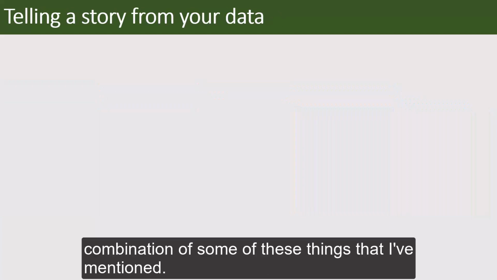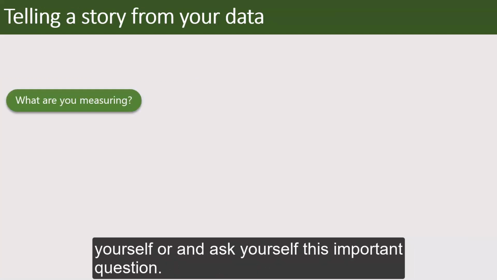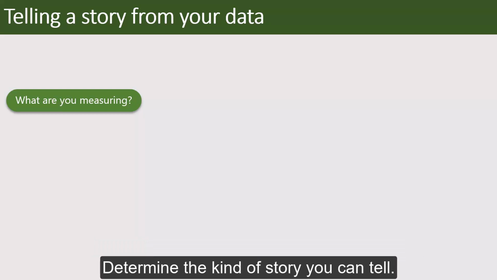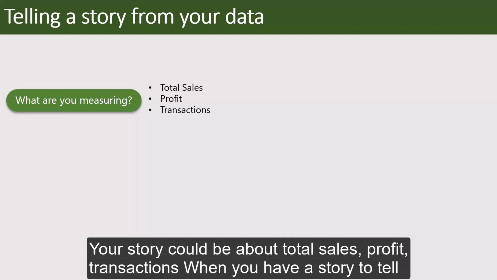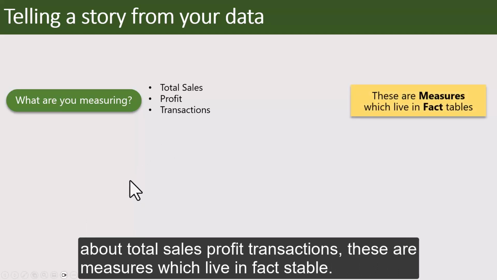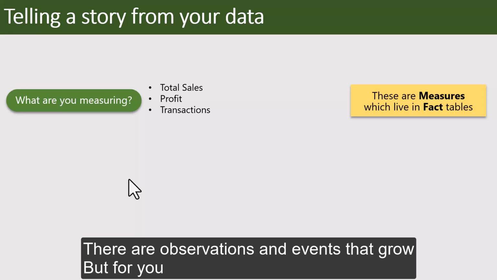So when you want to tell a story from your data, you need to look at yourself and ask yourself this important question. What am I measuring? What you measure determines the kind of story you can tell. Your story could be about total sales, profit, transactions. When you have a story to tell about total sales, profit, transactions, these are measures which live in fact tables because they are numeric. For example, these are things that happen daily. They are observations and events that grow.